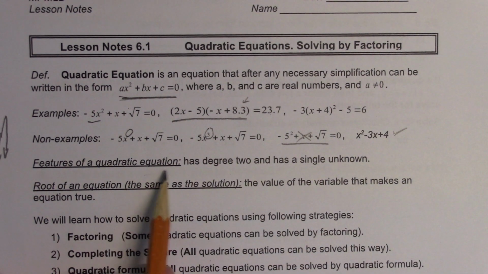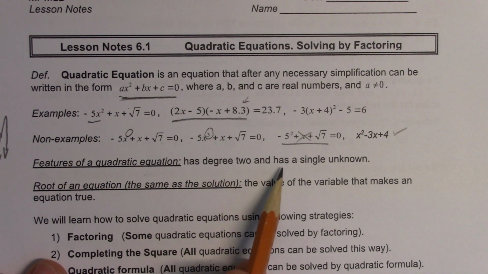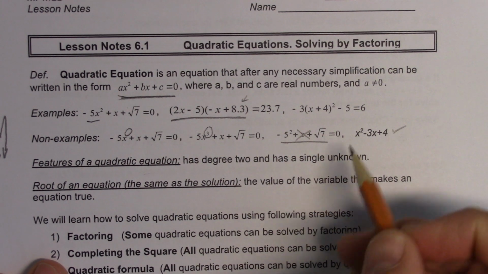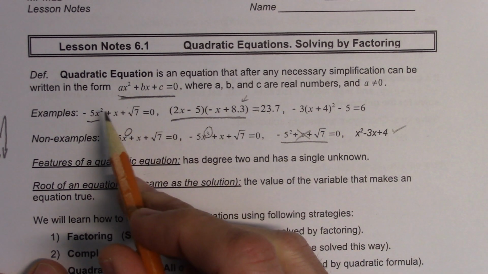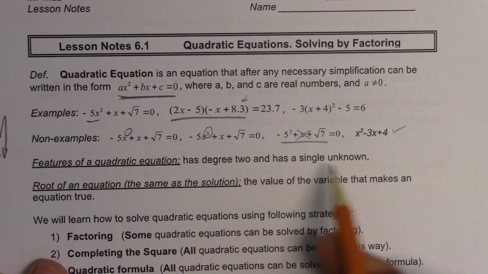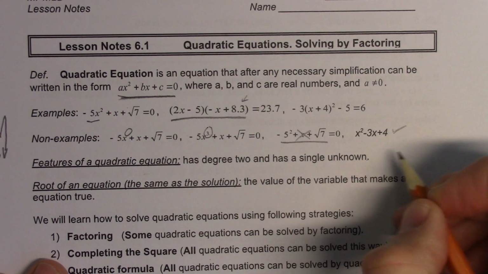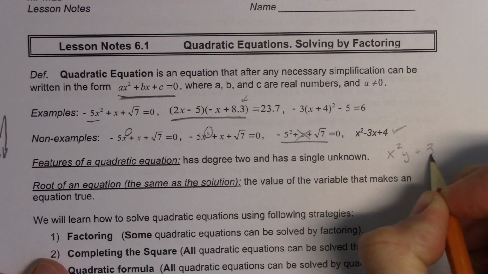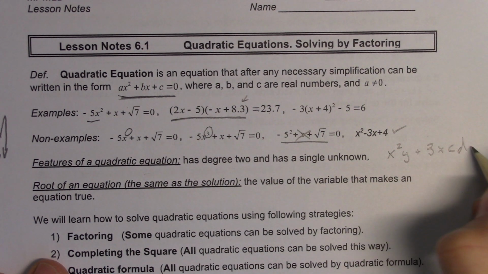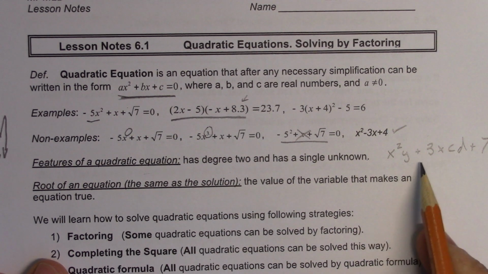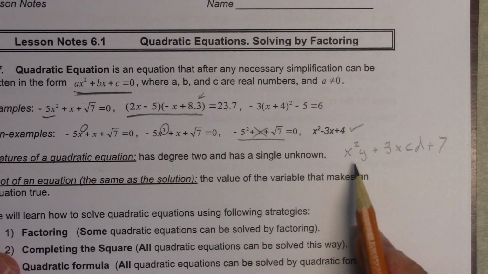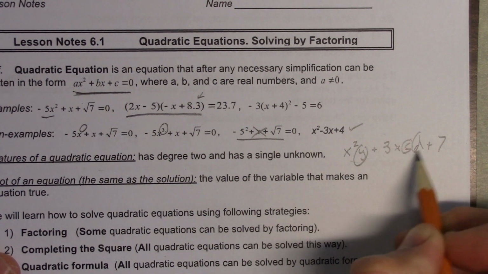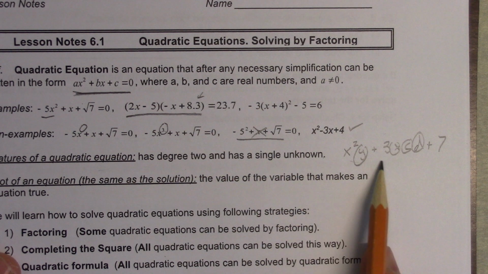All right, so features of a quadratic equation. It has degree of 2 and has a single unknown. All right, so that's important to understand. It has degree of 2, so that is that number, the square, okay, and has a single unknown. So you can't have like x squared y plus 3xcd plus 7. That is not going to be a quadratic because it has more than one unknown variable. It has y, it has c, it has d, it has x. That's not going to be a quadratic.